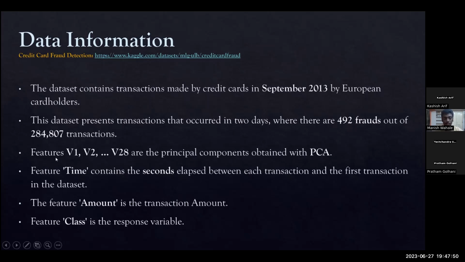The data also consists of a time feature, which is the time elapsed between a particular transaction minus the first transaction in our dataset history, and this time is in seconds. The data also consists of amount, the transaction amount the person has transacted, and lastly the class, which is a response feature, the fraudulent or valid transaction. It is a boolean, which, if we are using ML models, we are going to predict using classification models.